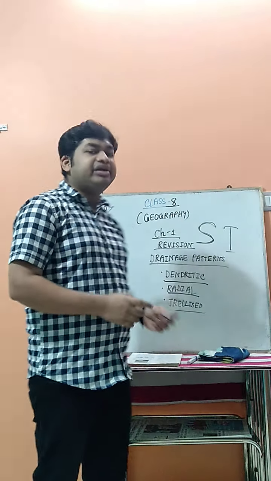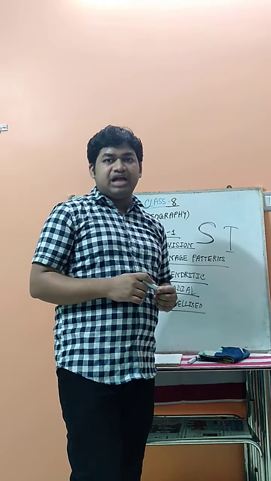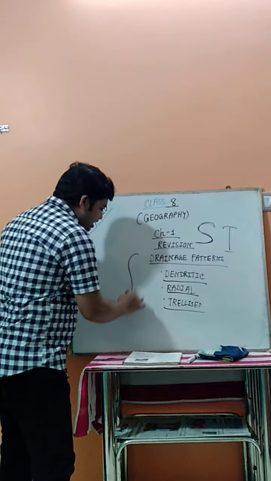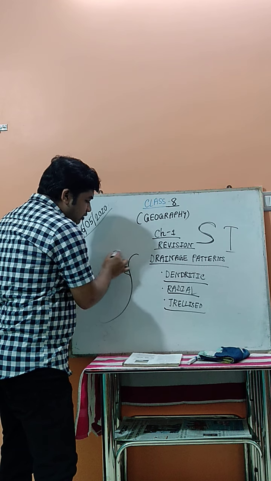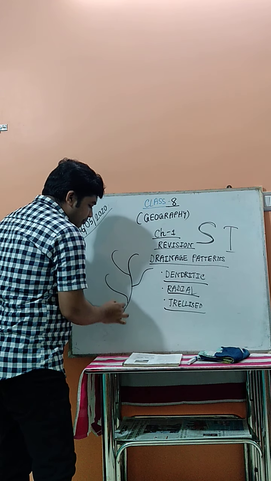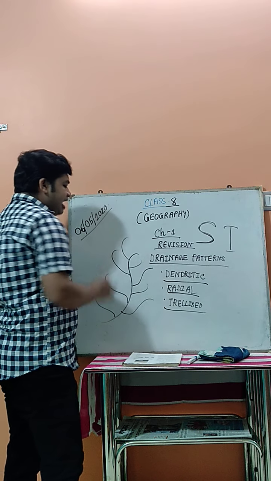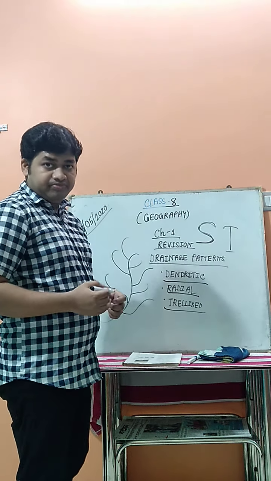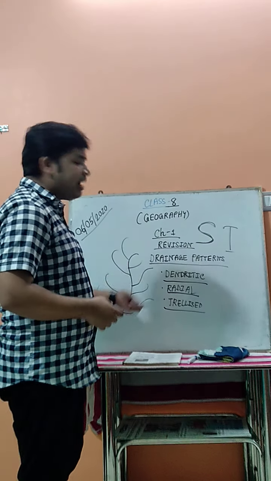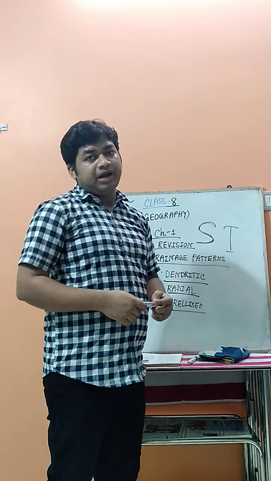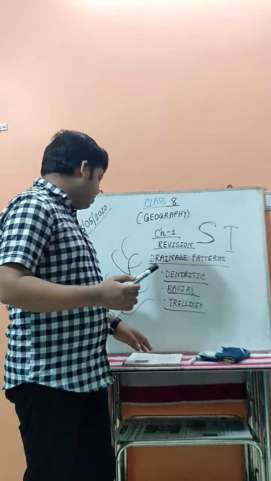The first one is the dendritic type of drainage pattern. What is the dendritic type? Dendritic means different branches from the main river. When different branches come out from the main river, like the tributaries and distributaries, this type of drainage pattern is known as the dendritic type of drainage pattern. Again I repeat, what is the dendritic type of drainage pattern?